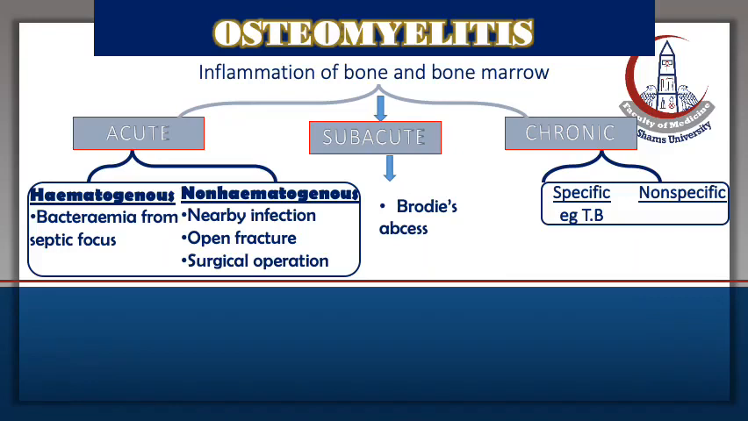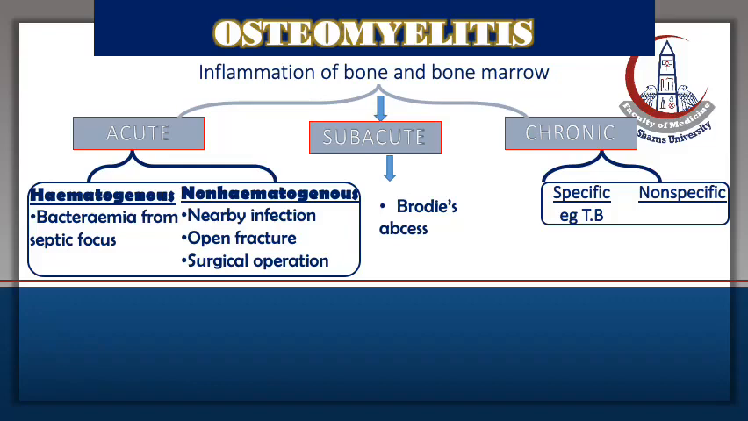Here is the definition of osteomyelitis. It is inflammation of bone and marrow. Osteomyelitis is classified into three types: acute, subacute, and chronic.